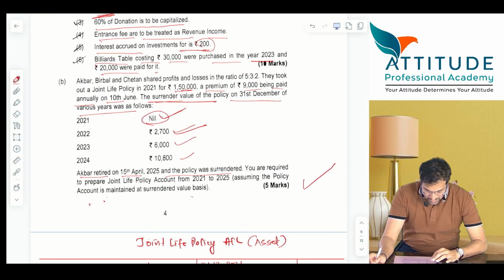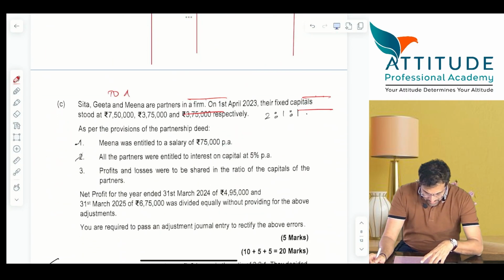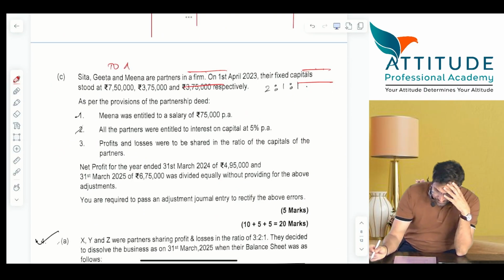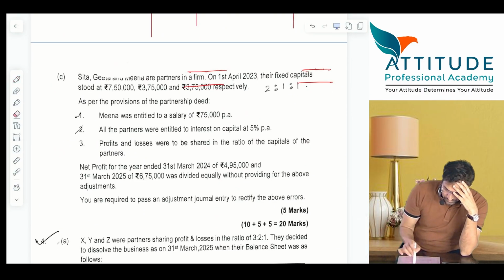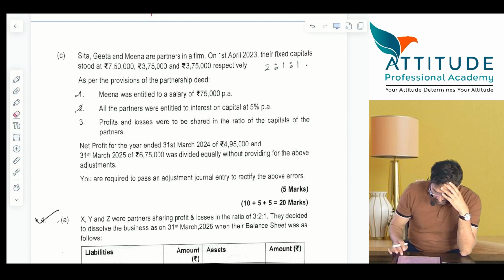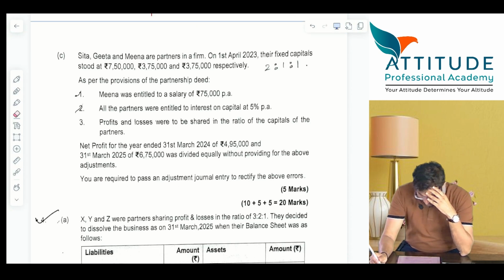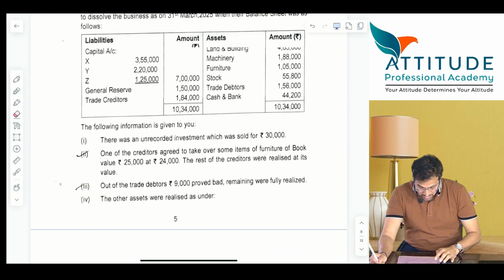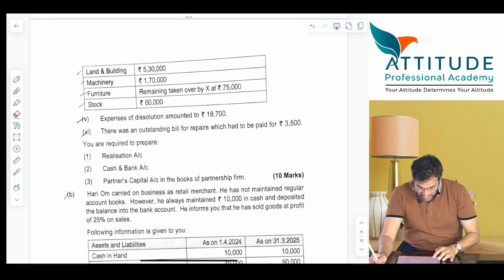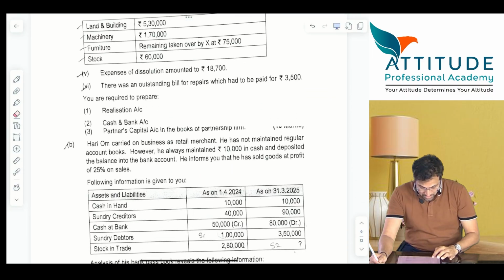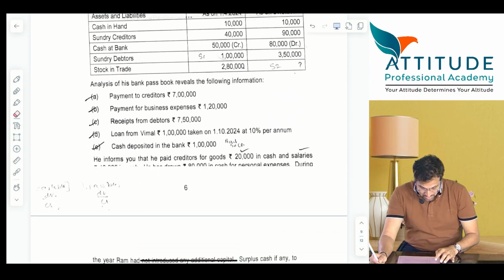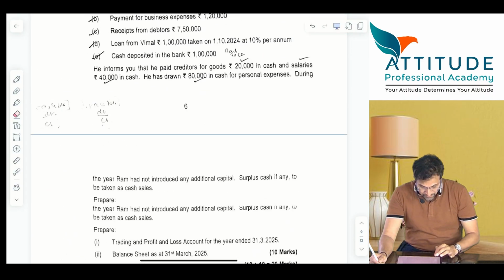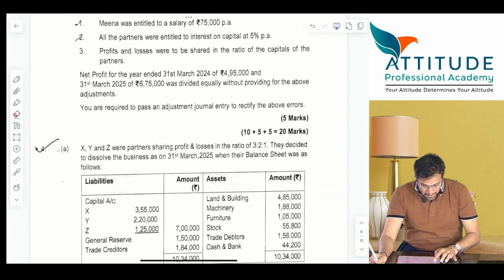Done. B is done. Now C. 5 marks. Oh, a 20 marks question. Question number 4. Investment and cash, 10 marks. 5 marks, 5 marks. Okay. Fast.